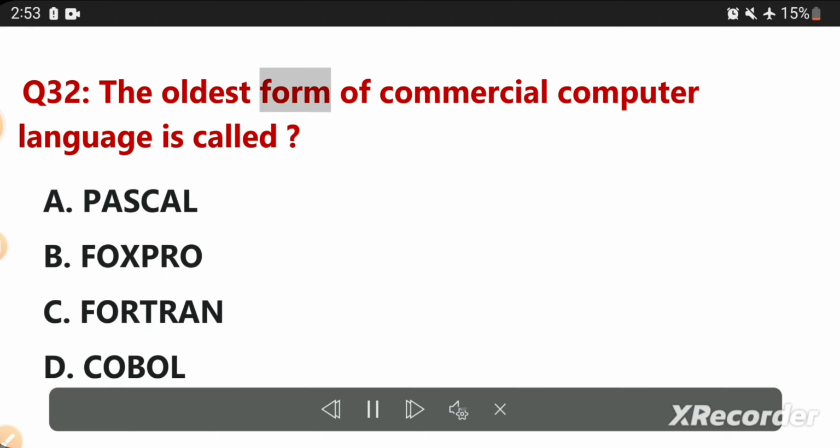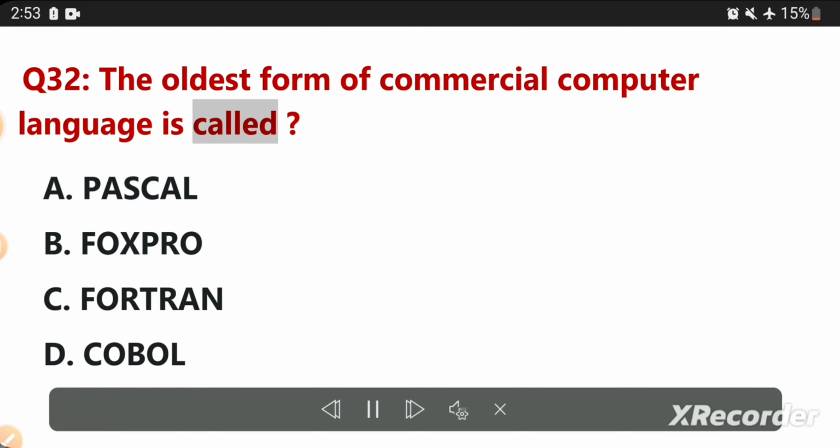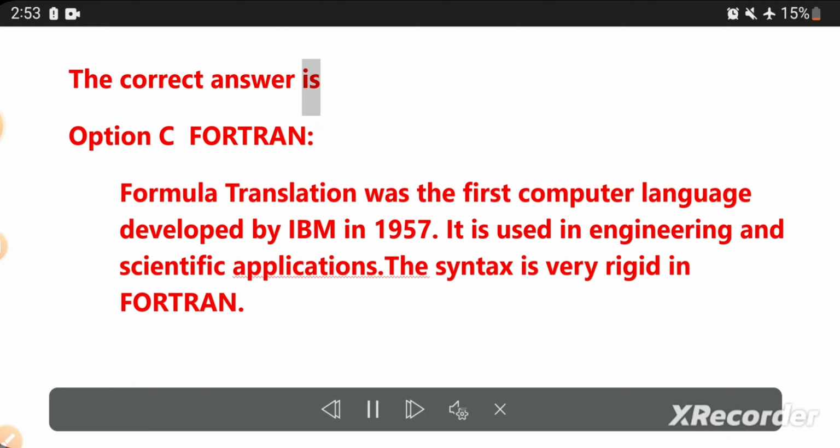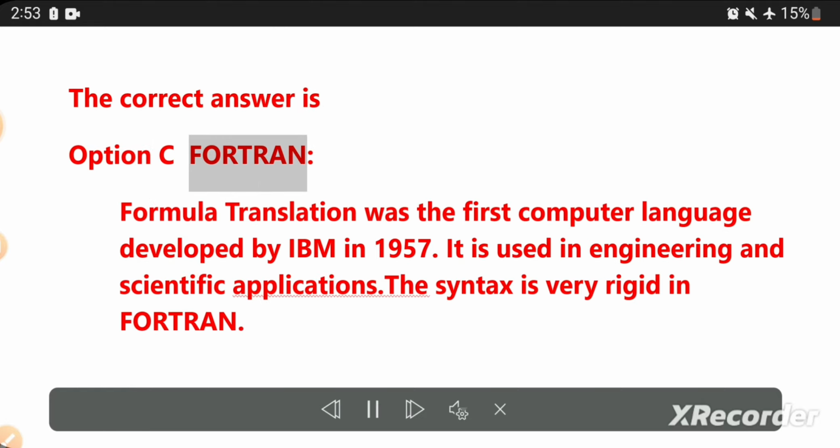Q32. The oldest form of commercial computer language is called Pascal, FoxPro, Fortran, COBOL. The correct answer is option C, Fortran. Formula translation was the first computer language developed by IBM in 1957. It is used in engineering and scientific applications. The syntax is very rigid in Fortran.